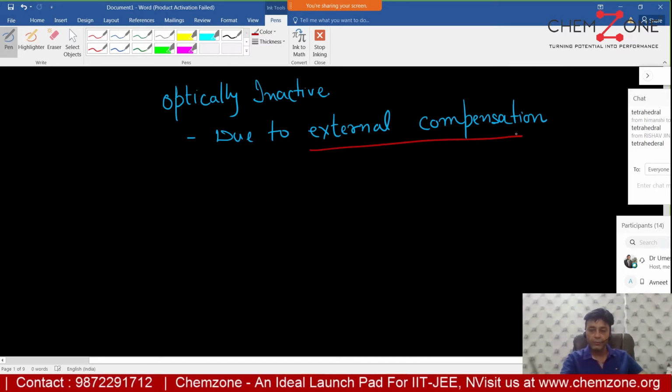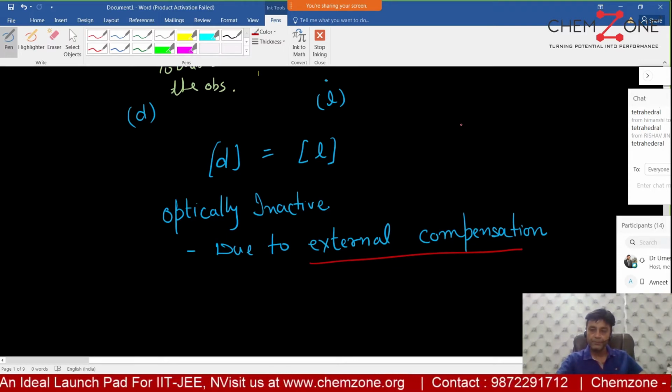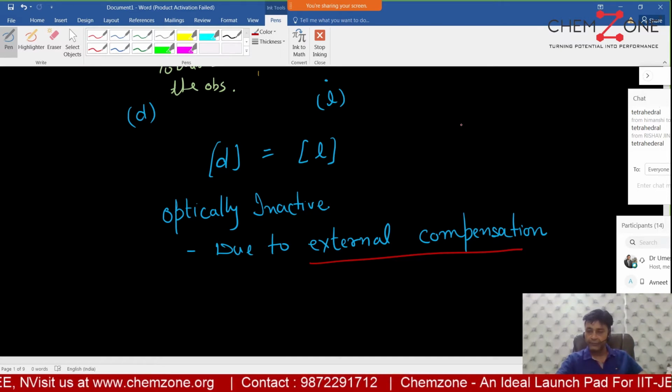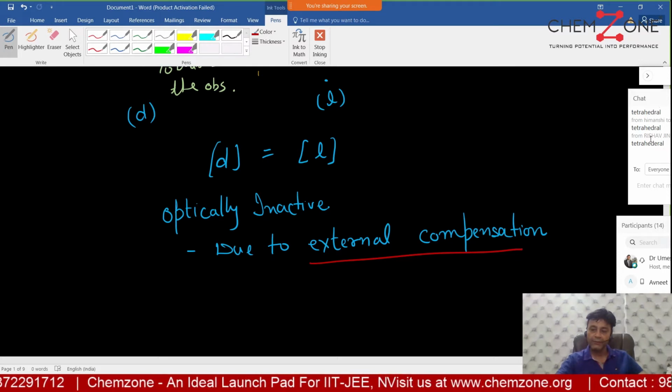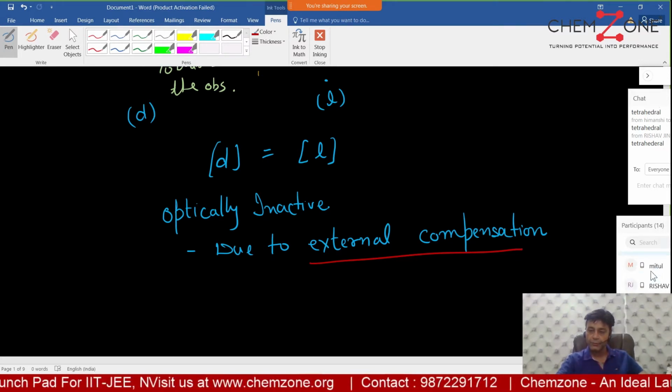Am I clear to all? External compensation and internal compensation. Optical inactivity, even though it has two chiral carbon atoms, in the case of meso tartaric acid. Yes, anyone having any doubt? Avneet, Sia, Himanshi, any doubt?